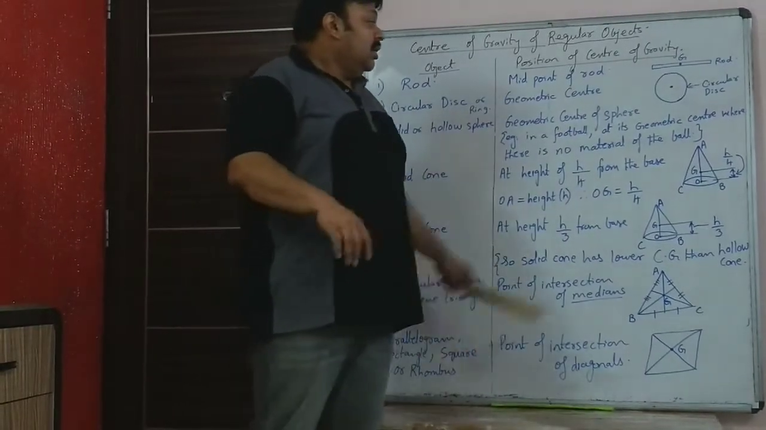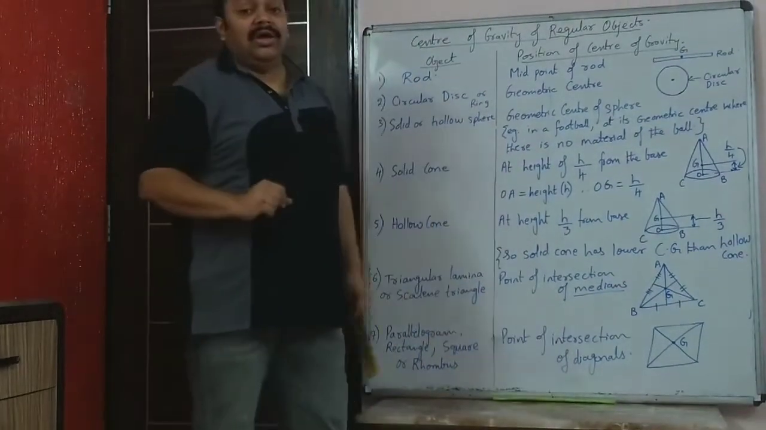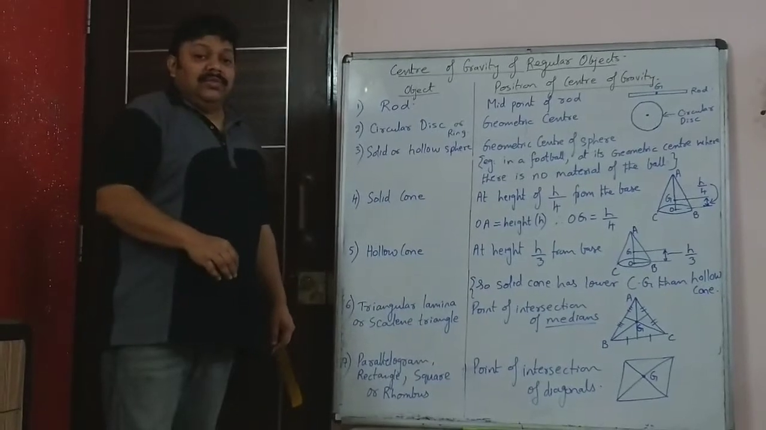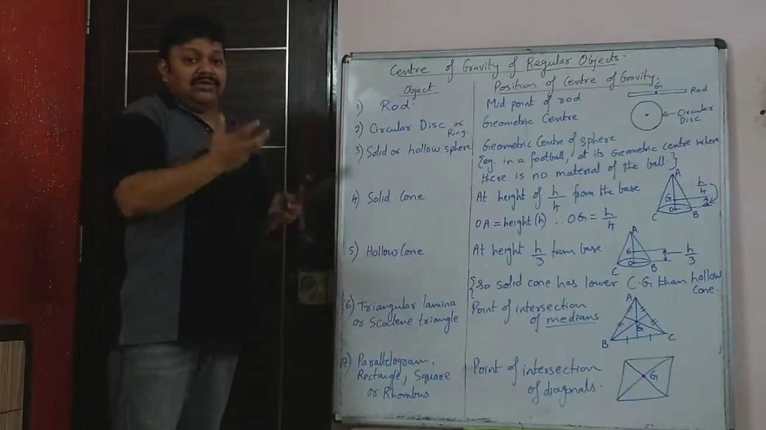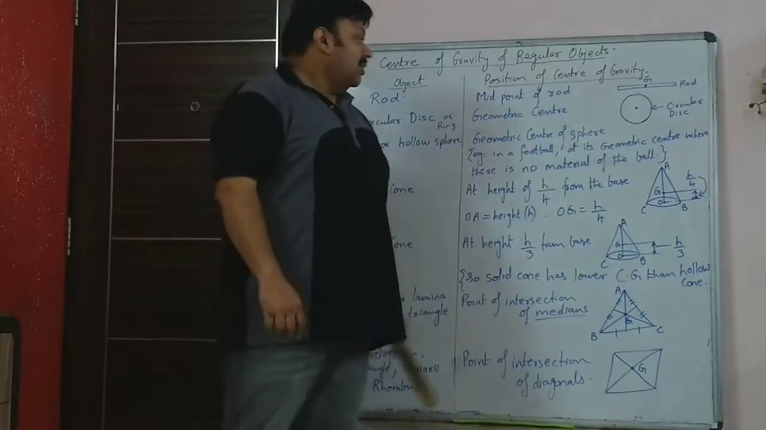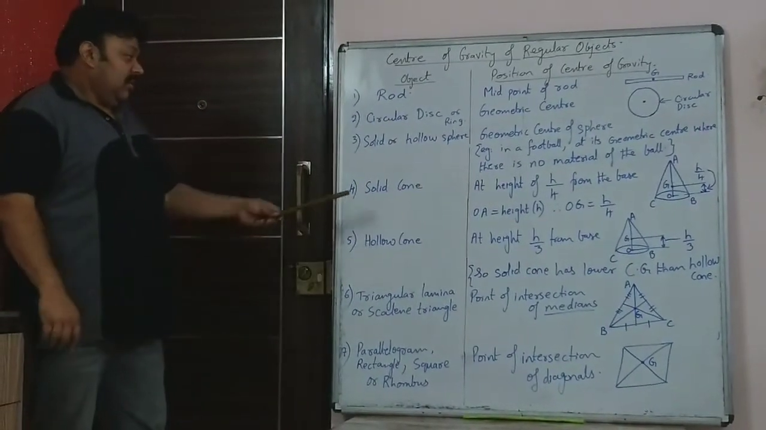So in that, it is at the geometric center where there is no material of the ball. Inside the ball, at the geometric center, outside there is the leather, then there is the tube which has the air, and inside there is air. So at the geometric center of the sphere where there is actually no material, it is air.